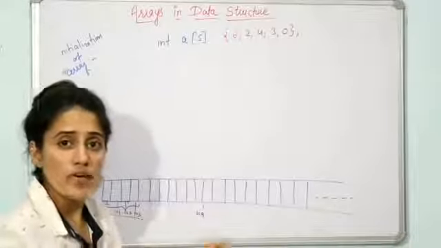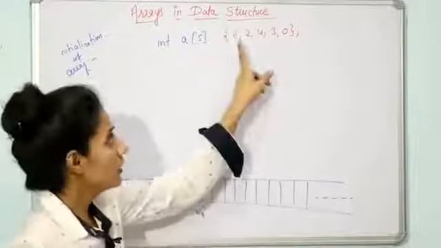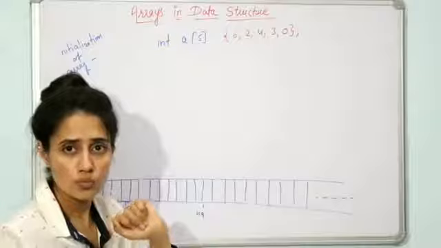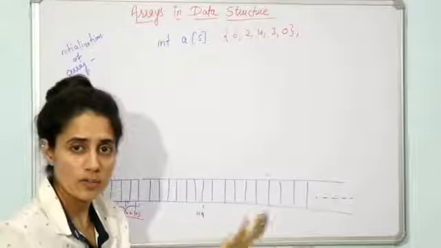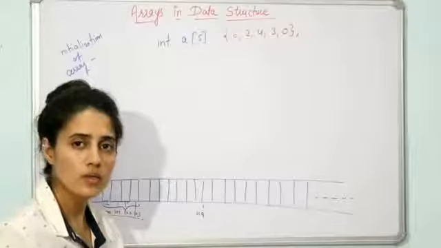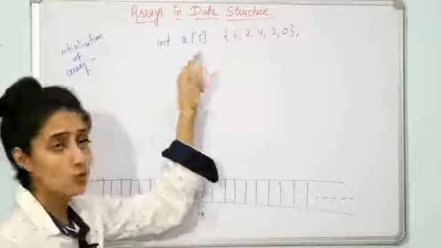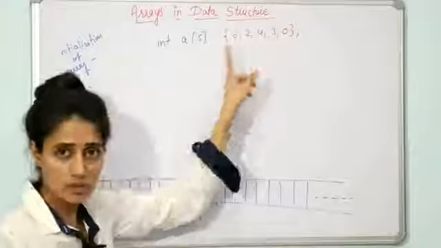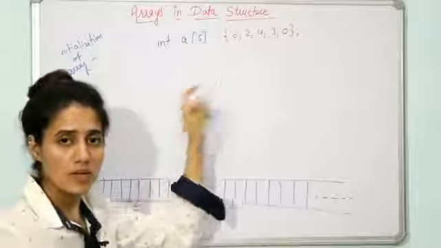Although you can specify fewer than 5 elements. If I specify only 6 and 2 here, that is also fine. In the remaining 4 positions, what will it store? 0. It will be initialized with 0. But more than 5 you cannot write here. So this is compile time initialization.